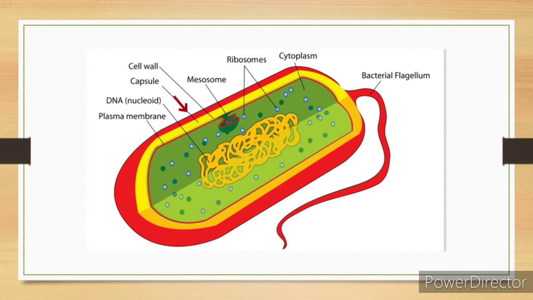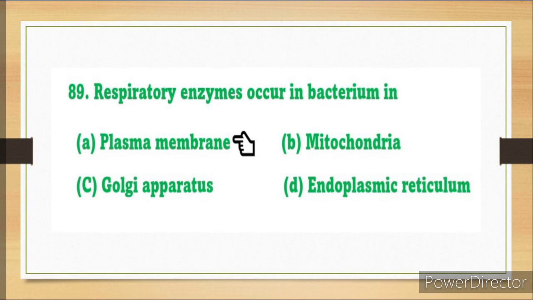In bacteria, the process of respiration is performed in mesosomes. Mesosomes are the folded invaginations in the plasma membrane of bacteria. Their function is to increase the surface area required for respiration. They are the sites of respiratory activity because they contain respiratory enzymes. So here the answer is that respiratory enzymes occur in bacterium in the plasma membrane.